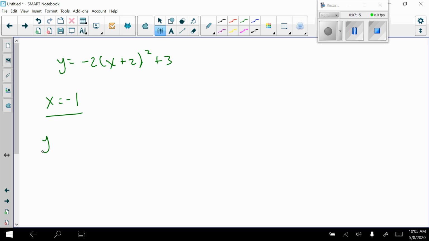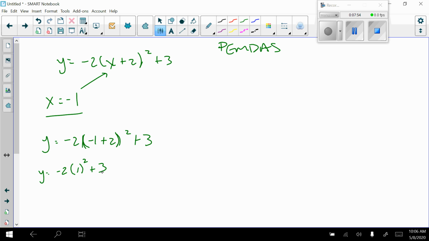So it's going to be, I'm taking this value and plugging it in for x. Y equals -2 times -1 plus 2 squared plus 3. Okay, we got to be careful here that we follow our orders of operations. PEMDAS, please excuse my dear Aunt Sally, or whatever other acronym you've learned for it. Parentheses, exponents, multiplication, division, addition, subtraction. I see parentheses, so I know that I have to do those first. All right, so it's going to be -2 times -1 plus 2, that's just +1 squared plus 3. So I did the parentheses.